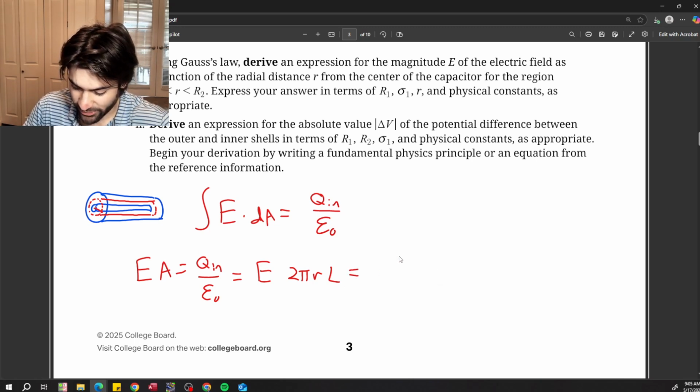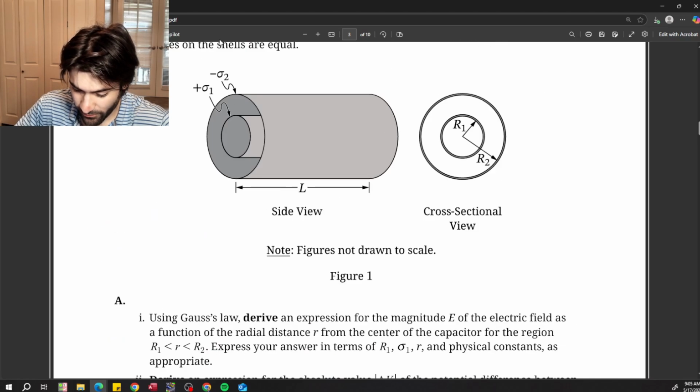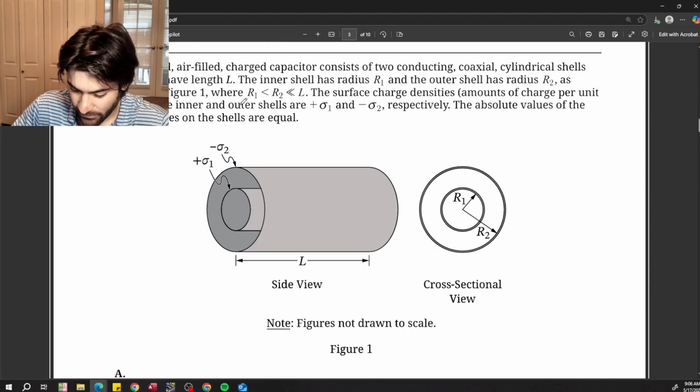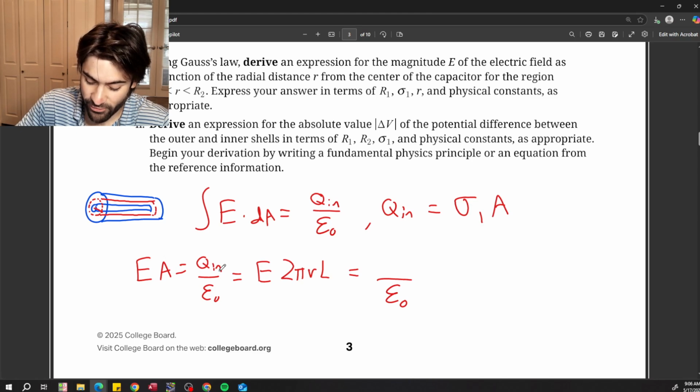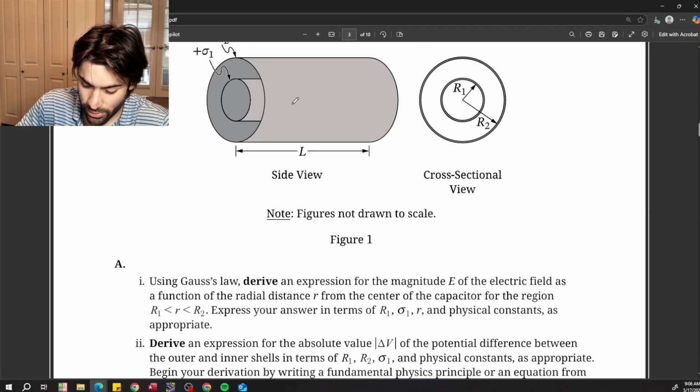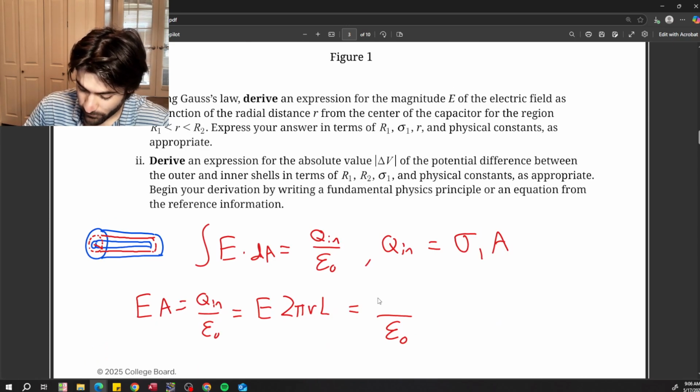That'll be equal to the charge inside, which we said, let's see, these are expressed as densities. They are surface charge densities. Now, the charge inside, what is that going to be? That's going to be the charge density given to us, sigma 1, times the area of the charged object, which is not the same as the area of the Gaussian surface. The Gaussian surface has little r. This one's going to be R1. It's based on the geometry of the inner coax here. So that'll be sigma 1 times 2 pi R1 L.